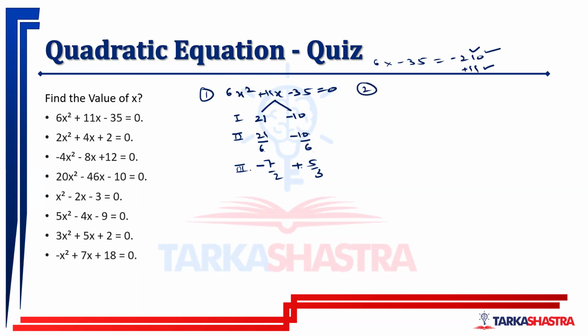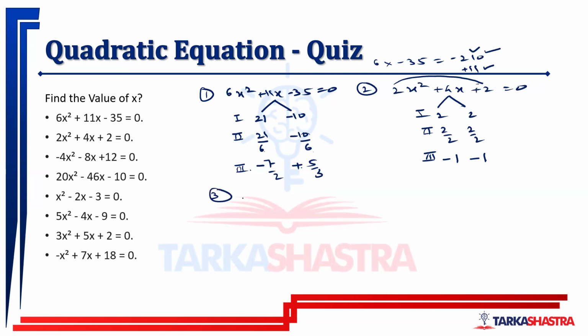Second question, what we have: 2x square plus 4x plus 2 equal to 0. The product should be 4. The sum should also be 4. It is possible only when the splits are 2 and 2. So second step, 2 divided by 2, 2 divided by 2. Third step, change the sign. Minus 2 by 2 is 1, but with the sign change, minus 1, minus 1.